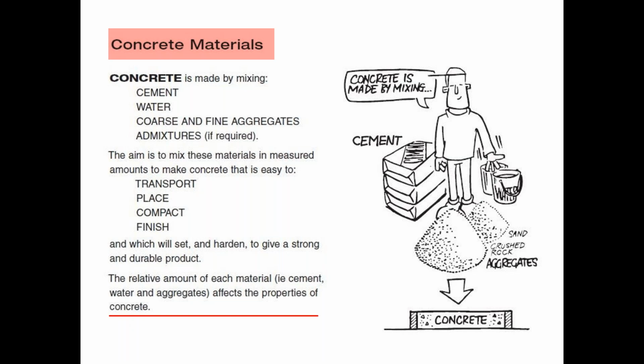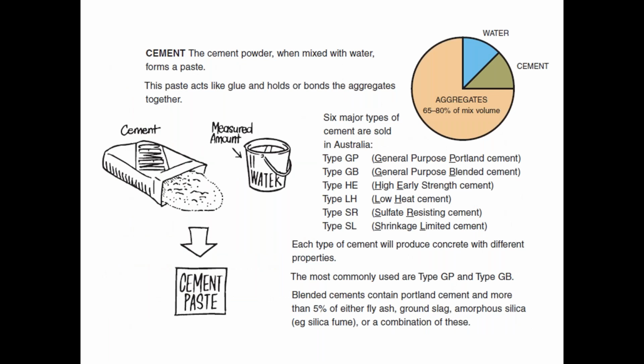The relative amount of each of these materials affects the properties of the concrete, and that's the key thing, and we'll come back to that later today. Now, when you order concrete, it's up to the cement and concrete specialists to work with you on what properties you want. A good example of that is, again, the cement powder is basically the glue that holds everything together. And there are different types of cement. Generally speaking, most of the time we use the general purpose type cement, which is your GP.